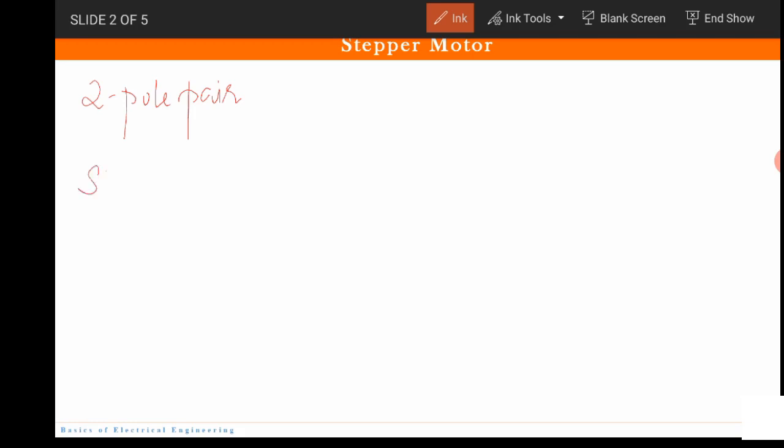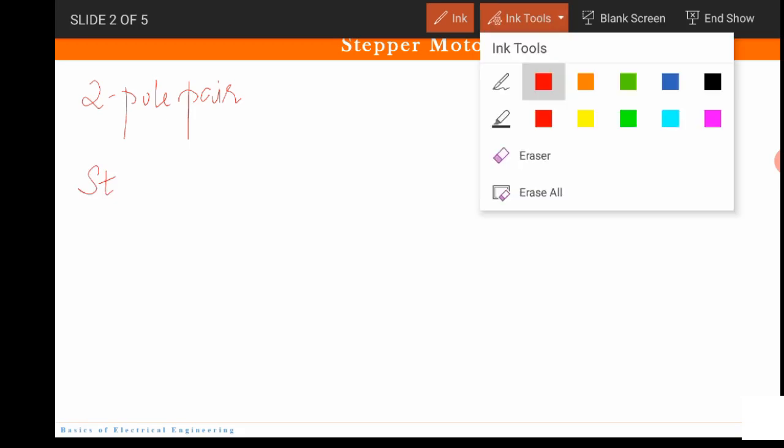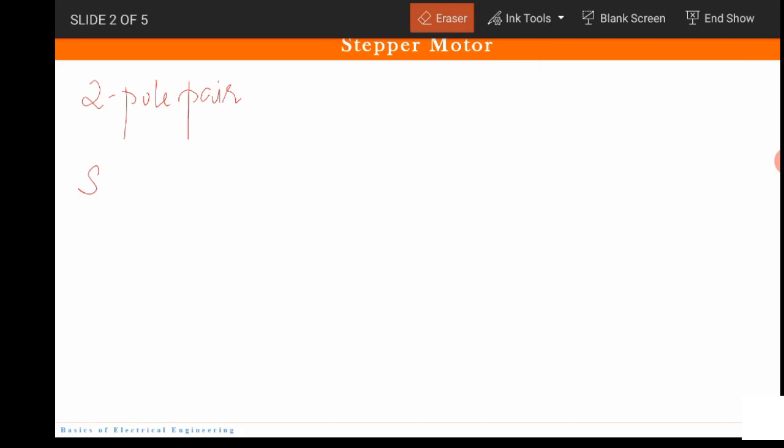There is one more category of stepper motor. You have the single stack stepper motor, and you have the multi-stack stepper motor. Now we shall see what exactly happens.